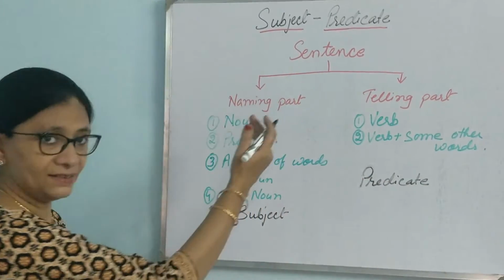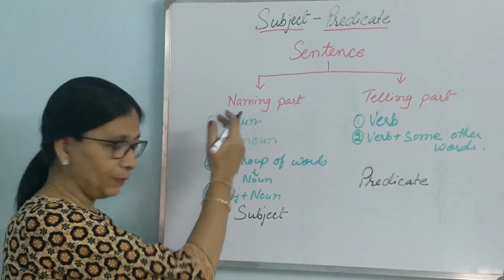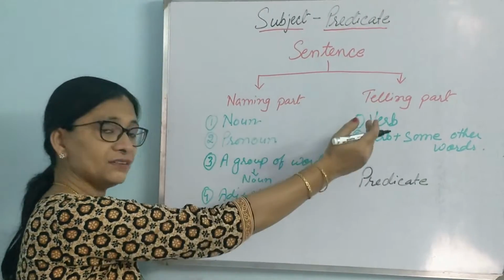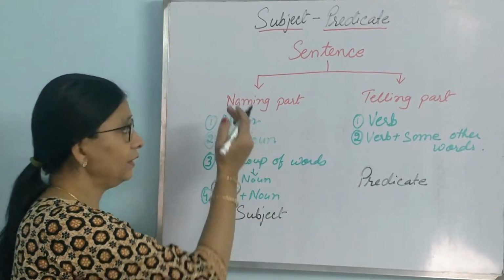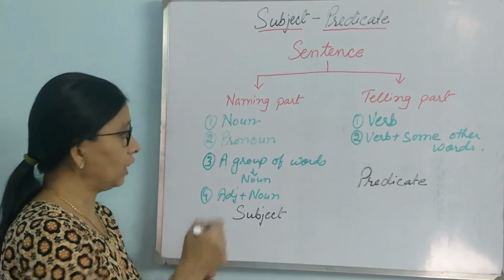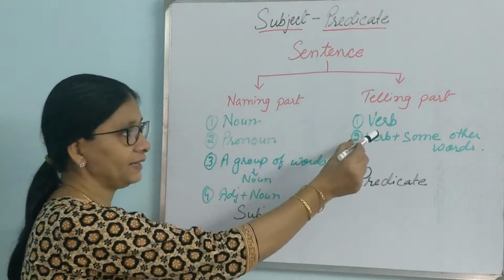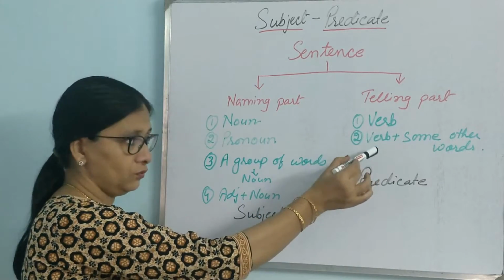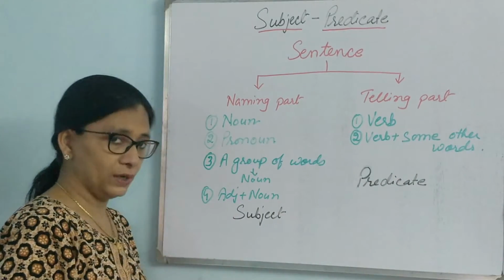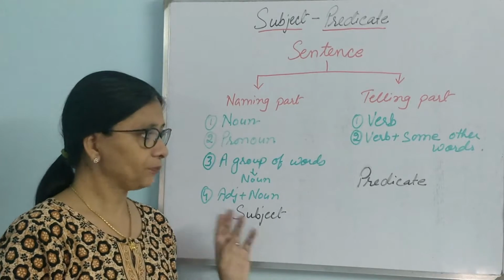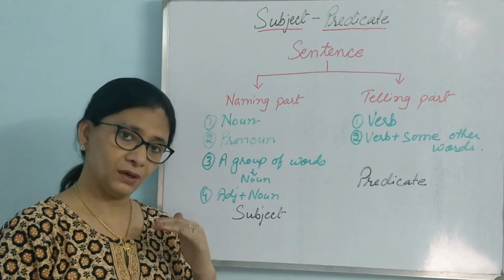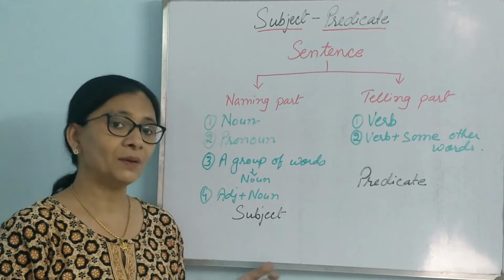So, a sentence has two parts. First is the naming part, which is known as subject. Second is the telling part, which is known as predicate. Subject can be noun, pronoun, group of words, or adjective plus noun. Predicate will be a word or a word plus some other words. Now, we shall see subject and predicate in more detail in some sentences.